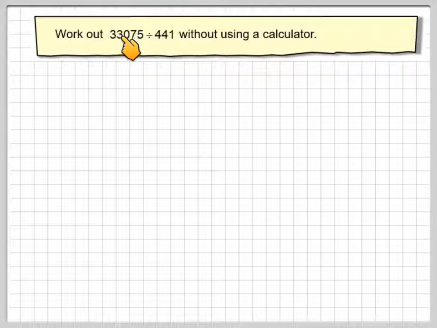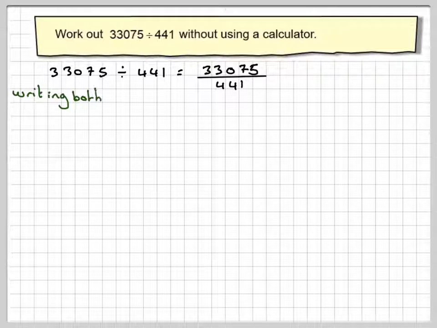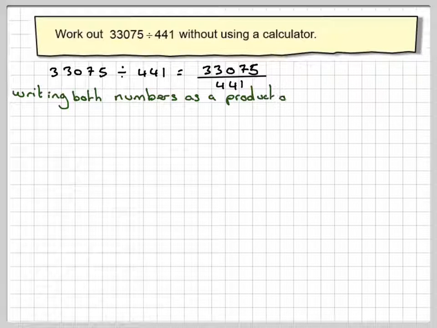Work out 33,075 divided by 441 without using a calculator. Now, we know it's possible to write numbers as products of their prime factors. So first of all, write the division as a fraction and then split both numbers into their prime factors.